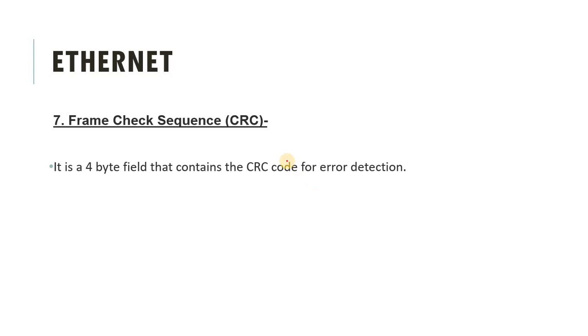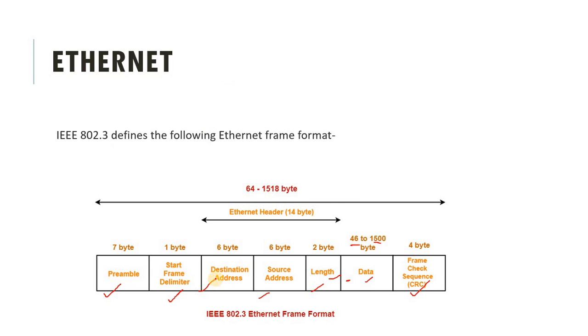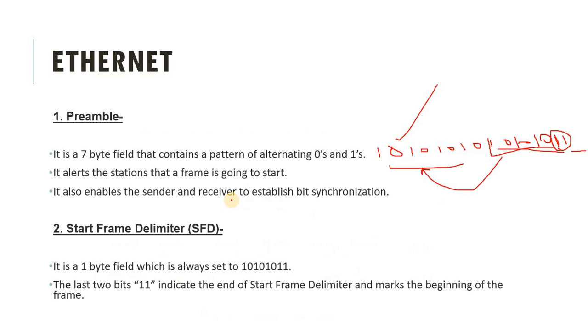And the last is the CRC, which is the cyclic redundancy check field, and we are using this field for error detection, which we have already seen. How CRC works, we have already learned in our previous lecture. So these are each and every field of the Ethernet frame format.